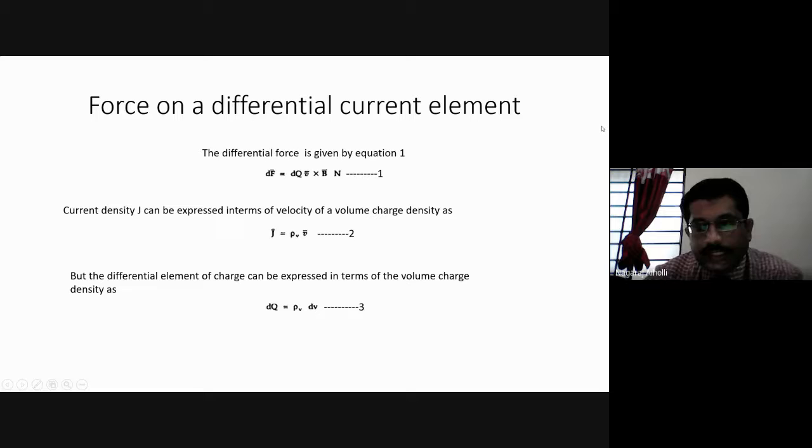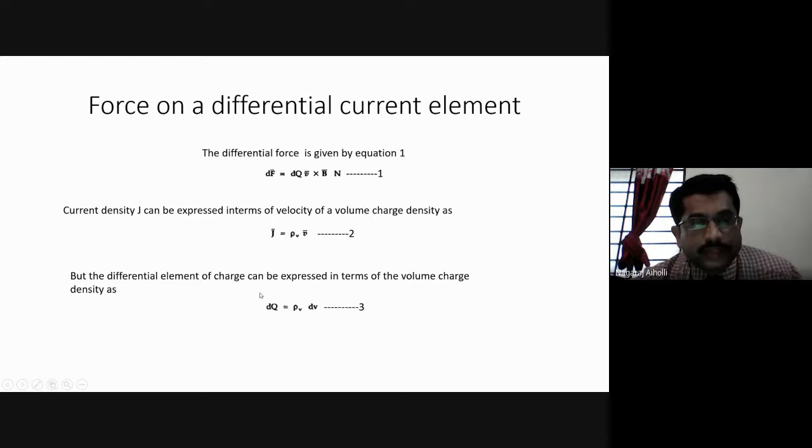Now the current density J can be expressed in terms of the velocity and the volume charge density. We know that rho v, the volume charge density, is the current density divided by velocity: rho v is J bar divided by v bar, where J bar is the current density and v bar is the velocity. So J bar is equal to rho v into v bar. Take it as equation 2.